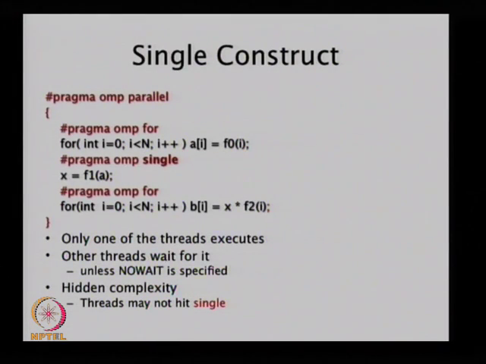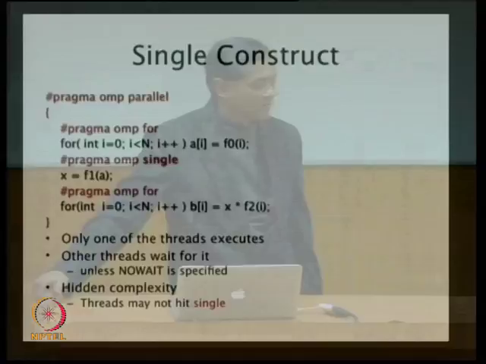Each of the threads is going to take the result of f1 and then do something with it. So something happens in parallel, computes f0 for all the iteration values, and then one of the threads computes f1. It is going to be available to everybody. So f1 is going to be shared, or in this case, x is going to be shared. And then everybody now computes f2, but multiplies their f2 values with this x, the scale factor.